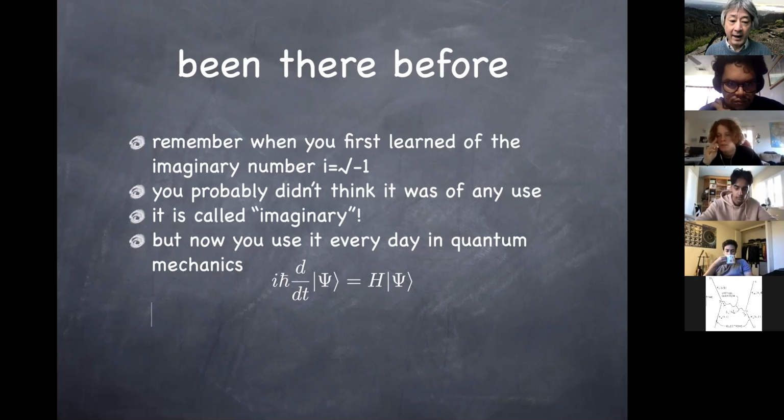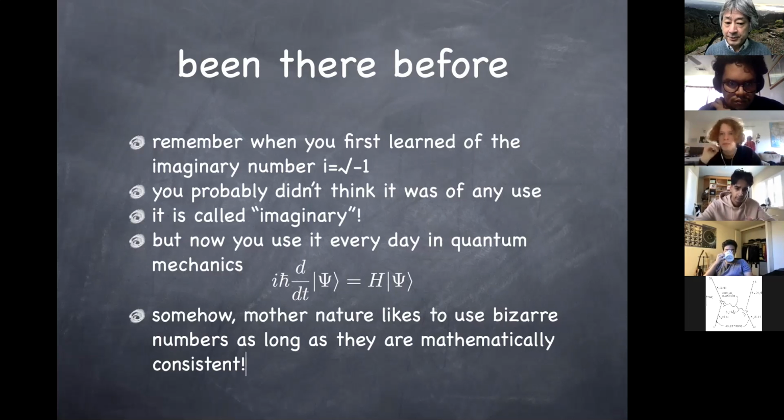So in the same way, the Grassmann odd numbers, because they are at least mathematically consistent, have a place in real physics, the description of the real world. And Mother Nature somehow likes to use these bizarre numbers, like imaginary numbers and now Grassmann odd numbers, for the purpose of really describing everyday physics around us. And you can't live without electrons in your body.